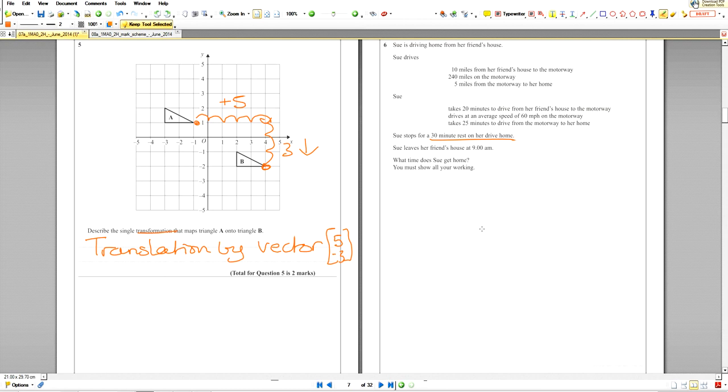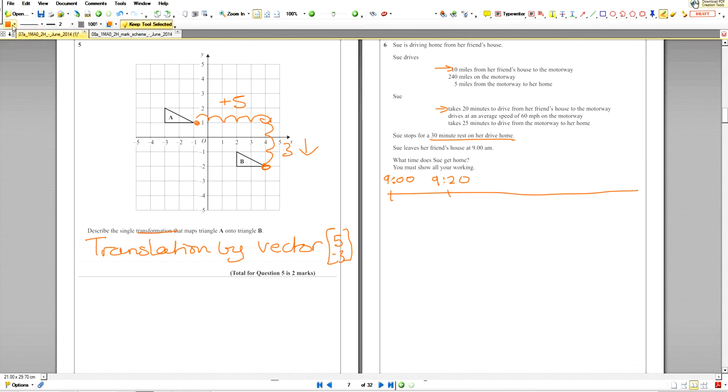So we're going to do this as a timeline. So let's have our timeline here. Okay. So what time does she leave home? 9 o'clock. Okay. Here's the first part of the journey. First part of the journey takes how long? 20 minutes. So let's put here 9:20.